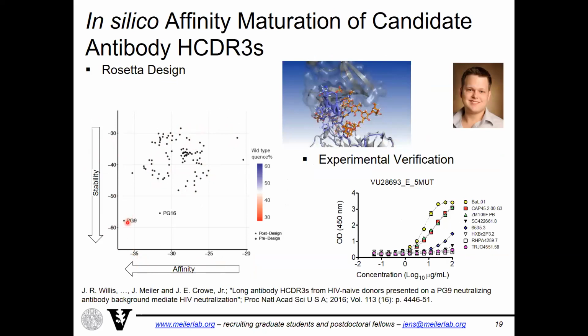PG9 is somewhere down here. Here's PG16. So PG9 is predicted to bind with a very high affinity and is very stable in that conformation. However, these 50 antibodies we found in these HIV-naive humans, some of them approach the predicted affinity, but none of them wants to adopt this very unusual conformation that the CDR3 group has.